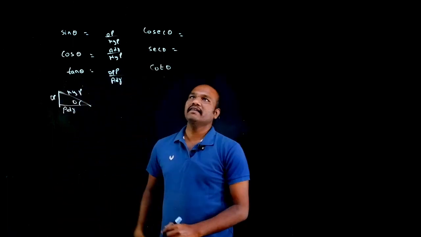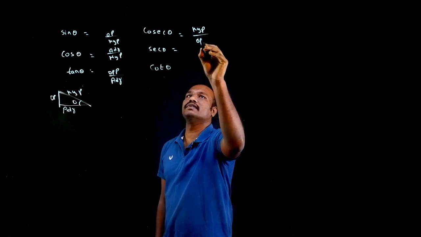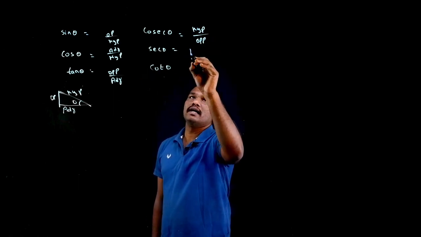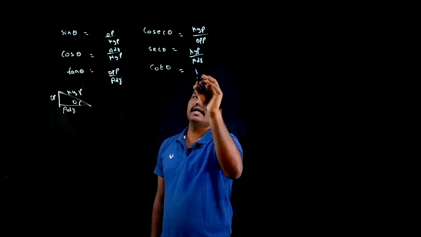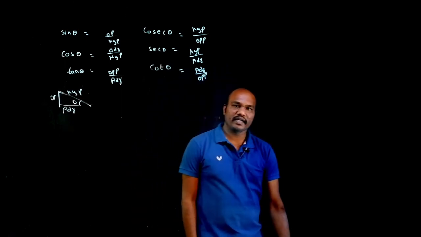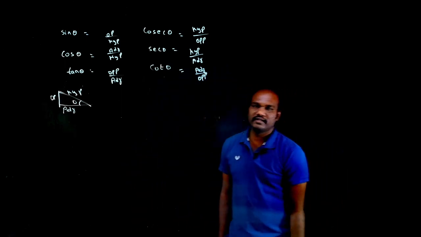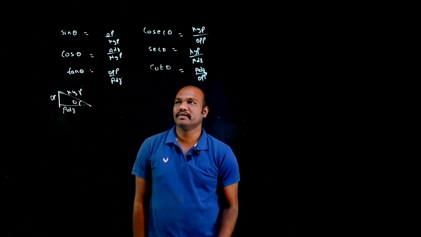Yes. In the same way, if you want cosecant theta, it is the opposite, that is hypotenuse upon opposite. In the same way, secant is hypotenuse upon adjacent. And in the same way, cot is adjacent upon opposite. These were the 6 ratios that we spoke about in the last class. Now let's derive some relationships between these functions.